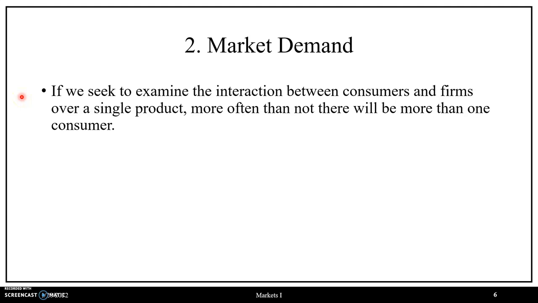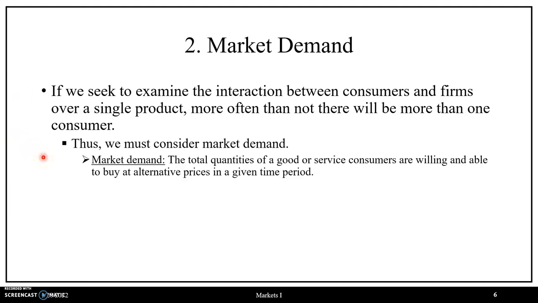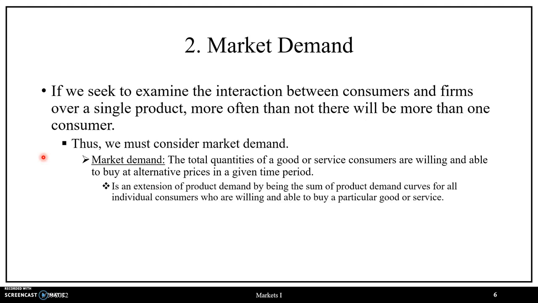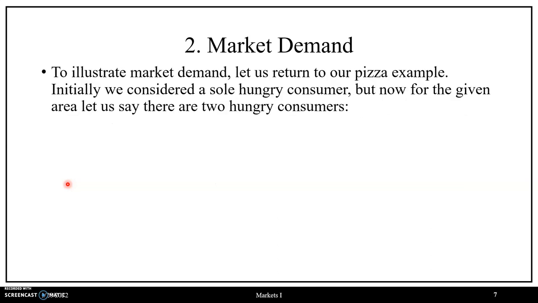However, if we seek to examine the interaction between consumers and firms over a single product, more often than not, there will be more than one consumer in the space. Therefore, we need to consider market demand as opposed to product demand, where market demand is going to be the total quantities of a good or service consumers are willing and able to buy at alternative prices in a given time period. So in this sense, it's an extension of product demand by being the sum of product demand curves for all individual consumers who are willing and able to buy a particular good or service.